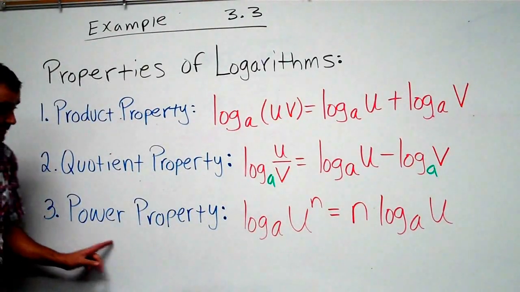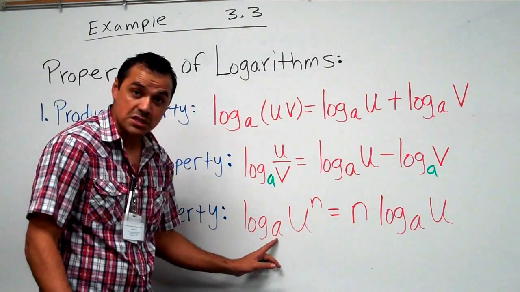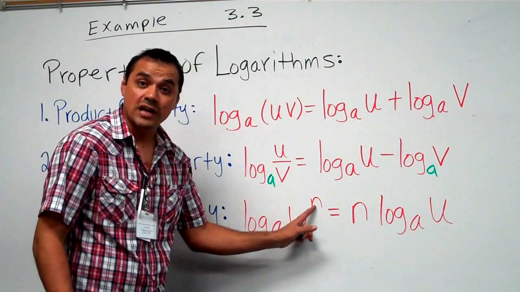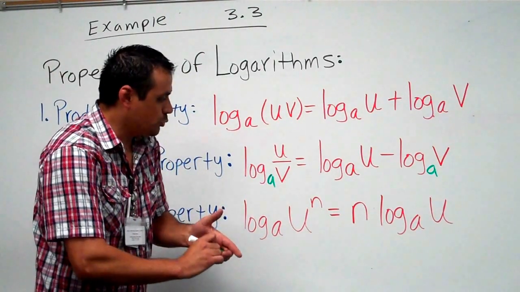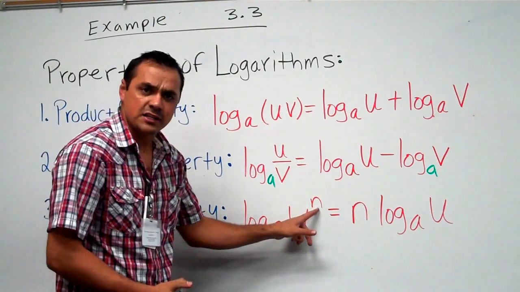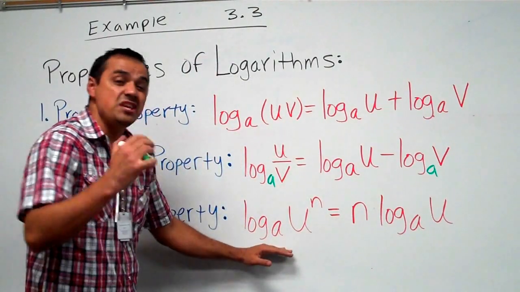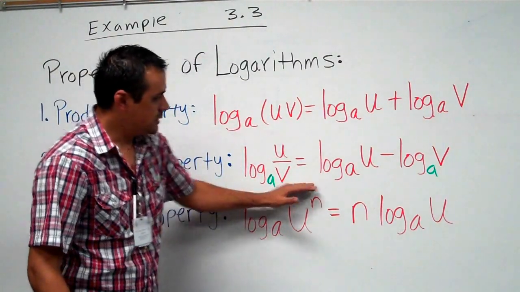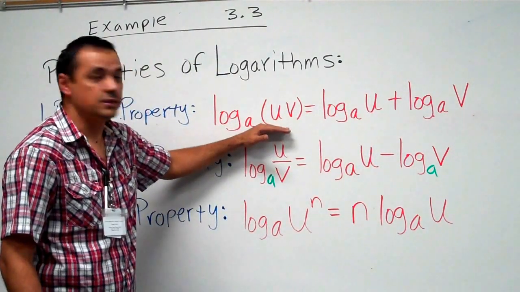All right, and the last one is the power property. So if you have the log of some base of some number to an exponent, doesn't matter what it is, then all you simply do to rewrite it is, whatever your exponent is, just write it in front. And this and this are the exact same statement, and so is this and this.